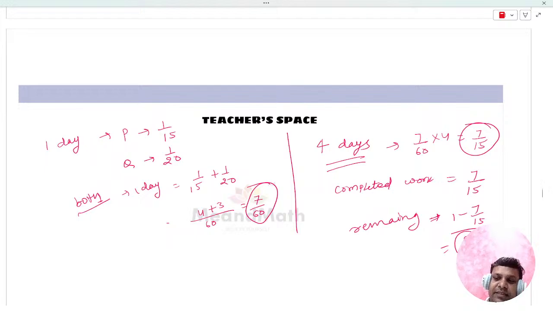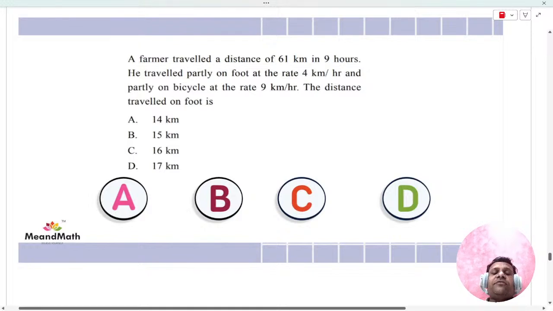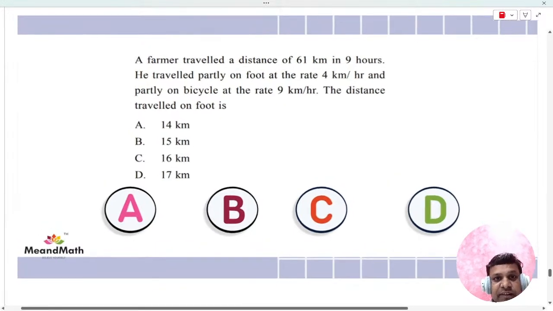Move correct? Yes. A farmer traveled a distance of 61 km in 9 hours. He traveled partially on foot at the rate of 4 km per hour and partially on bicycle at the rate of 9 km per hour. The distance traveled on foot is. Just look at the question. Look at the variety of the question.